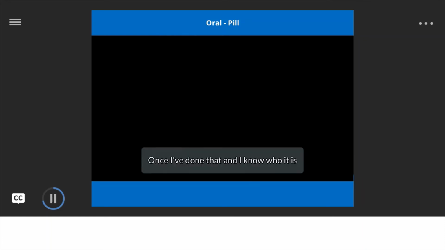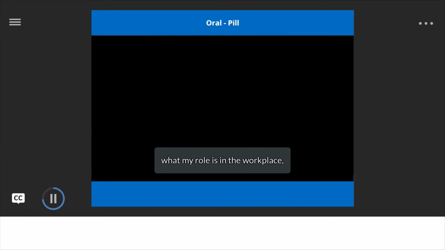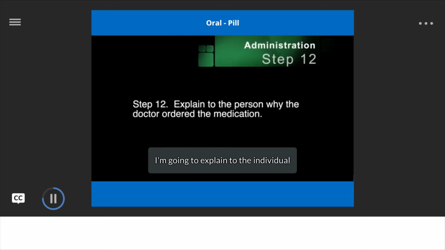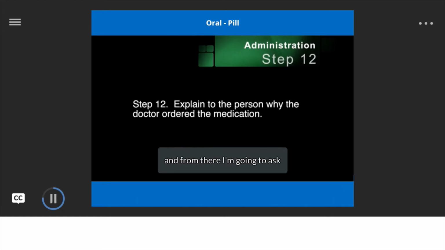Once I've done that and I know who it is that I'm passing the medications to, I'm going to introduce myself, let them know who I am, what my role is in the workplace, and this also assists us in creating a relationship with this individual while we give those medications. I'm going to explain to the individual what these medications are, why I'm giving them, and from there, I'm going to ask the individual to take those medications.